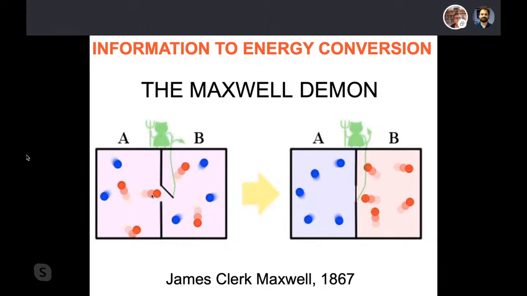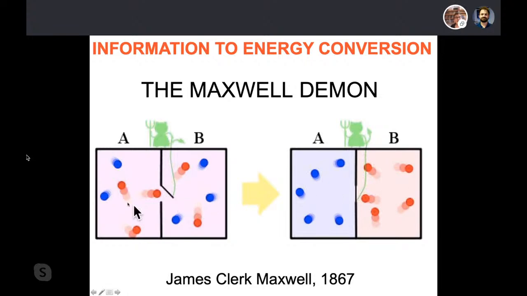If the speed of the molecule is higher than a threshold value, it's a fast molecule, it's red. If it's lower than the threshold value, it's blue. And therefore, just by measuring the speed of the molecules, looking if they are red or blue, he could open and close the gate to achieve a separation of the molecules in such a way that red would be on one side and blue on the other one.